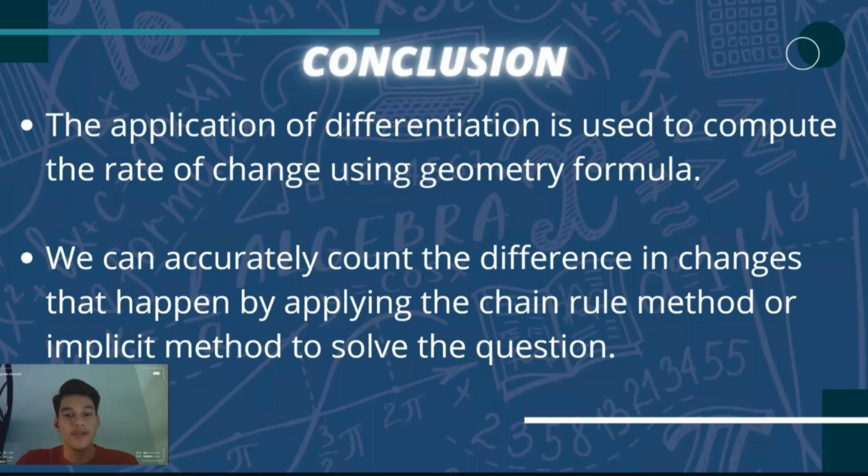Conclusion. The application of differentiation is used to compute the rate of change using geometry formulas. We can accurately count the difference in change that happens by applying the chain rule method or implicit method to solve the question.